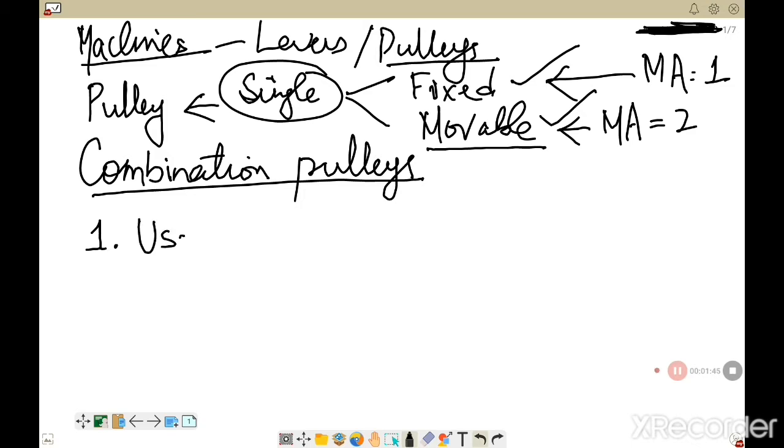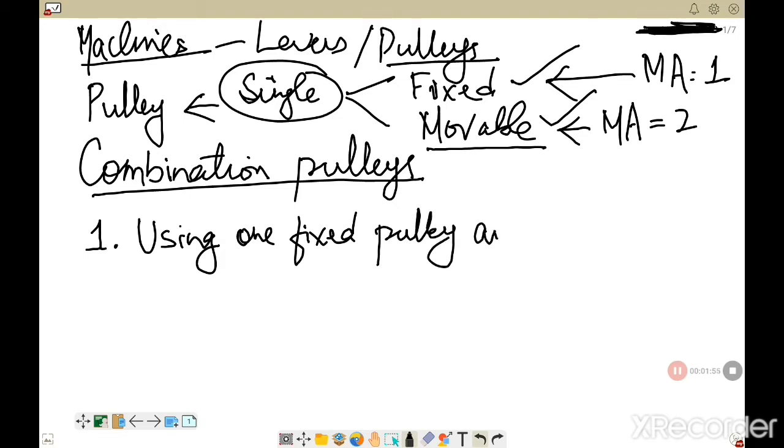So what we will learn? We will learn using one fixed pulley and other movable pulleys.